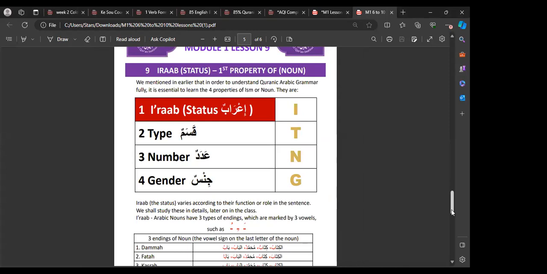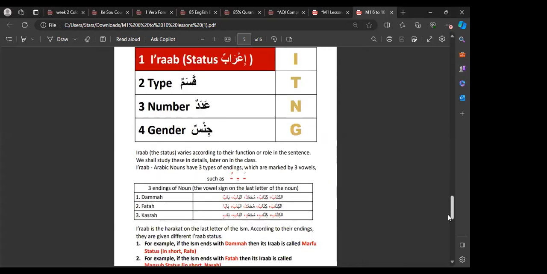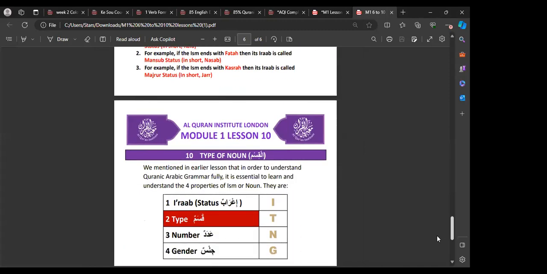So this is i'rab, and I hope by now all of you have written that down in your notebooks, inshallah. Now we will move on to type, qasm.